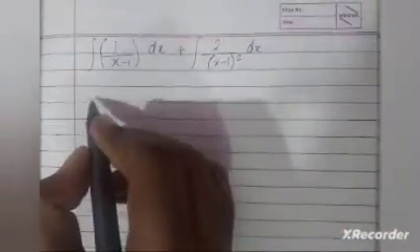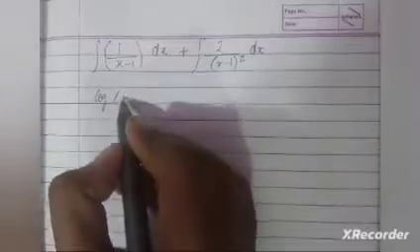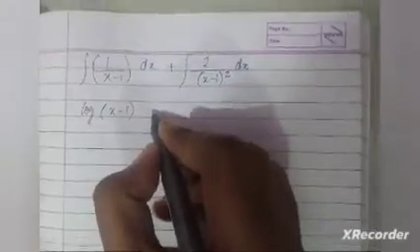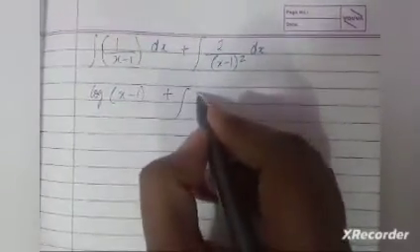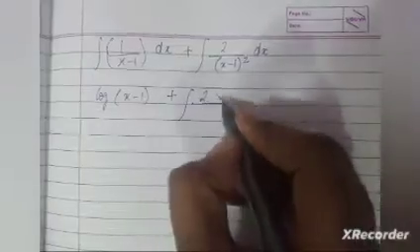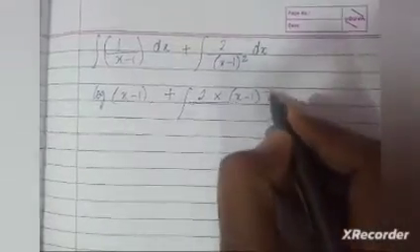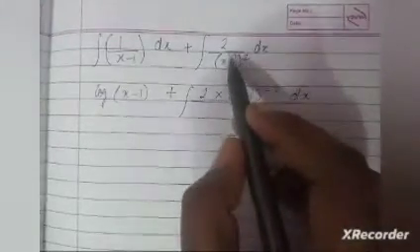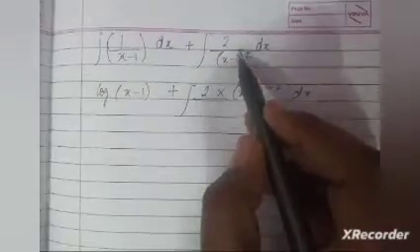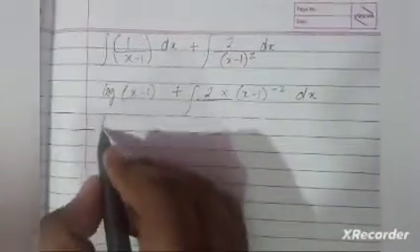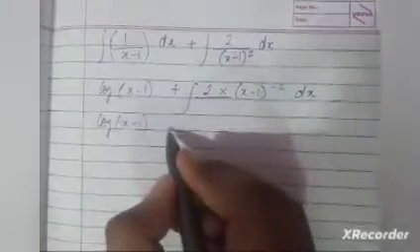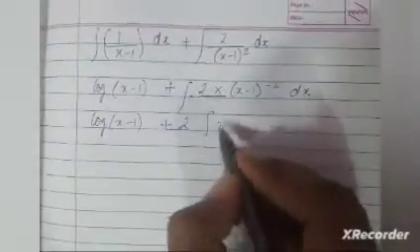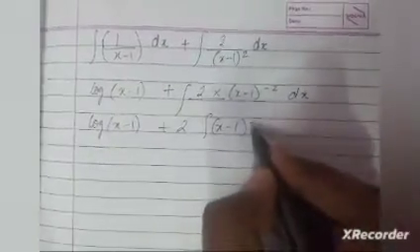So integration of first term is log x minus 1 and integration of second term is plus 2 into x minus 1 whole square minus 2 dx. Why we have taken minus 2? Because we have converted this number from denominator to numerator. So log x minus 1 plus we are going to take 2 constant value outside, integration of x minus 1 whole square minus 2 dx.